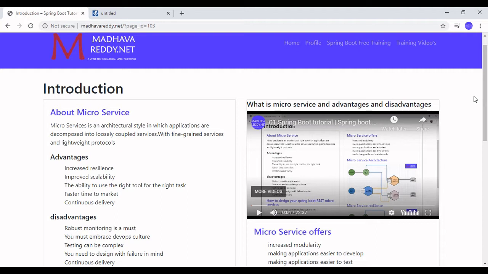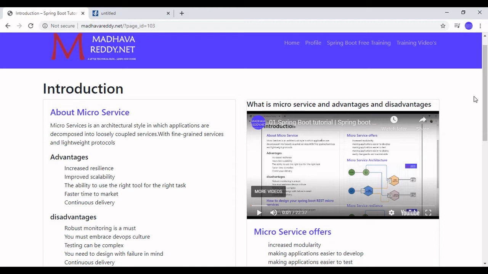Here we used three terms: decomposed loosely coupled services, fine-grained services, and lightweight protocols. This is a simple architectural style. That means there is no very big complexity over here, and there are no big algorithms or anything. It's a simple architectural style.